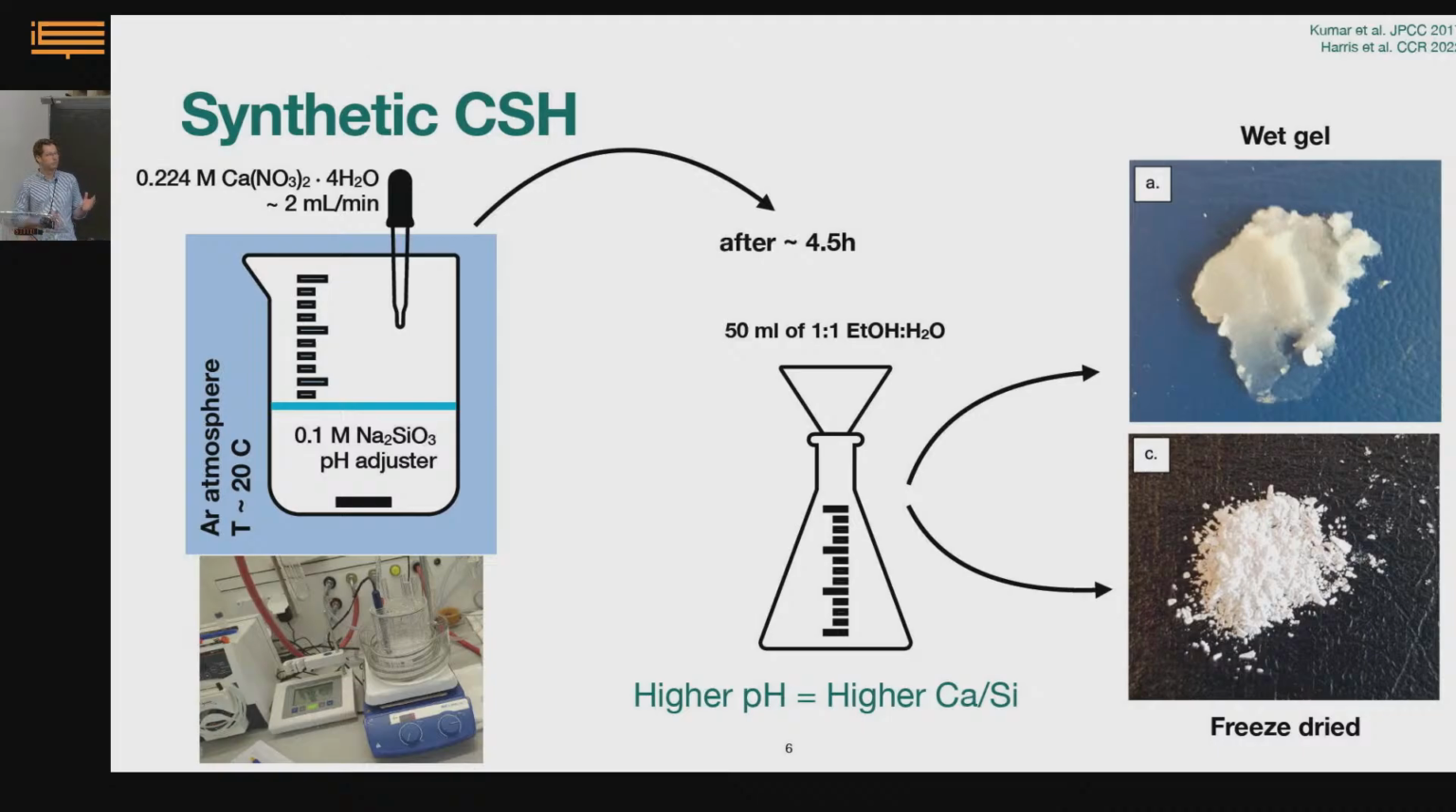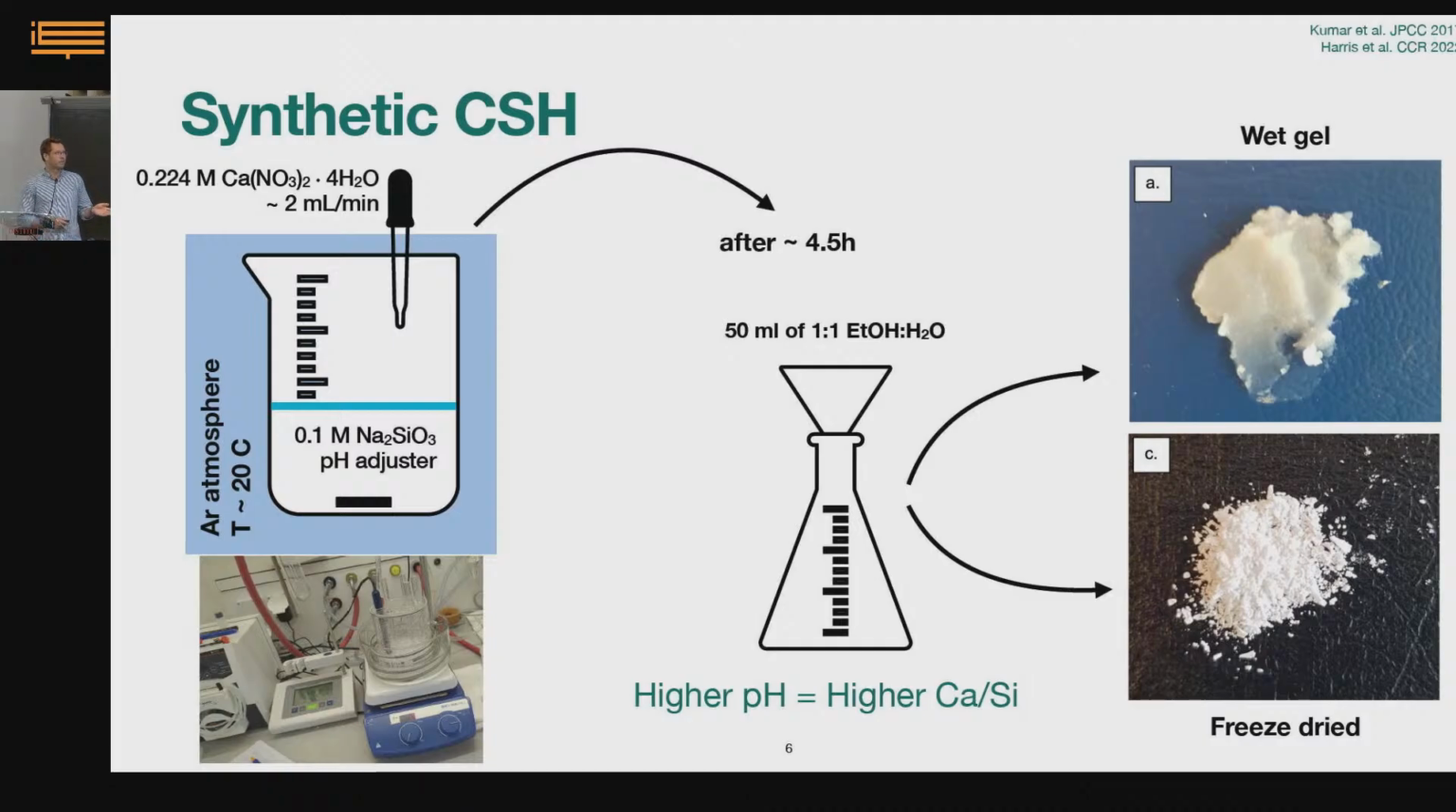Basically what you do, you have a reactor and you have 0.1 molar sodium metasilicate solution, and you slowly titrate calcium nitrate solution into it. If you don't titrate too fast, we're talking about 2 milliliters per minute, and you really control the temperature, 20 degrees Celsius, you have an argon or nitrogen atmosphere so that you don't have carbonates in it, and you really mix very well, you're going to end up with a phase pure CSH. Okay, so no Portlandite, nothing.